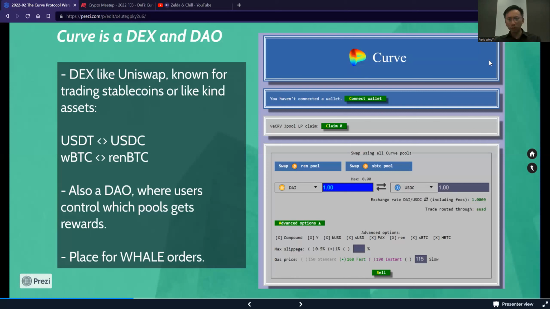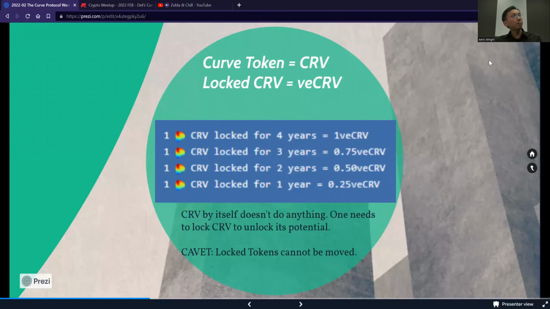It's also a place for, like I said, big orders, mainly for whales since the beginning days of stablecoins. Okay. So now we dive into the token a little bit.